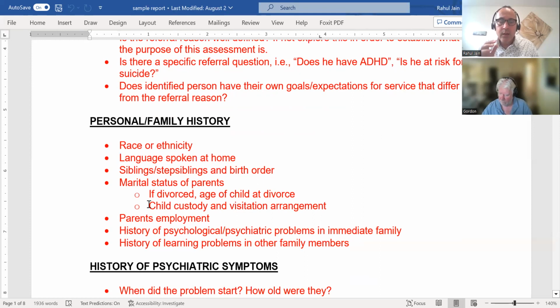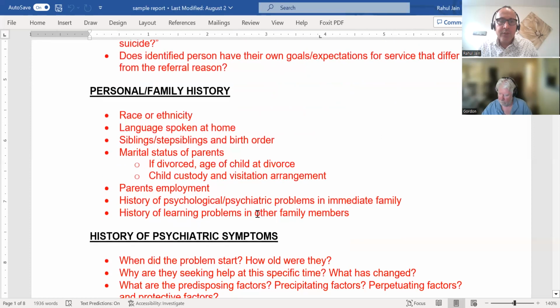History of learning problems in other family members is also important. This will give you some information, like, okay, Johnny is struggling with difficulty in mathematics and science, and Dad has the same concerns as a child, right?